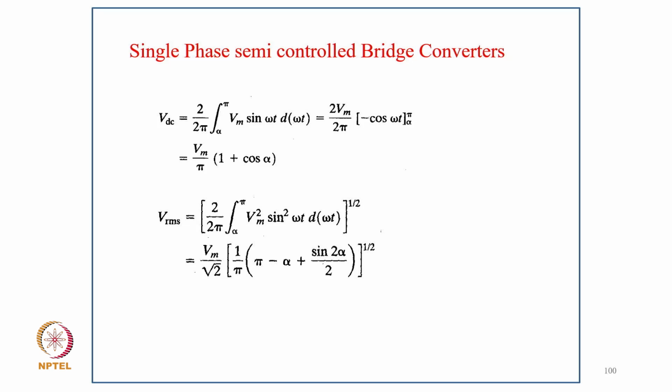Coming to VDC, the average output voltage is 1 upon 2π times the integral from α to π of Vm sin ωt d(ωt), which equals Vm upon π times (−cos ωt) from α to π, equal to Vm upon π times (1 + cos α). And Vrms equals the square root of 1 upon 2π times the integral of Vm² sin²ωt, which equals Vm upon √2 times (1 upon π times (π − α + sin 2α upon 2)) to the power half.